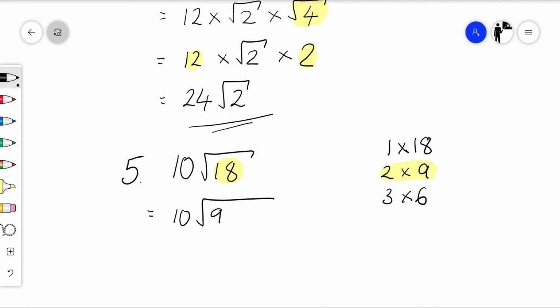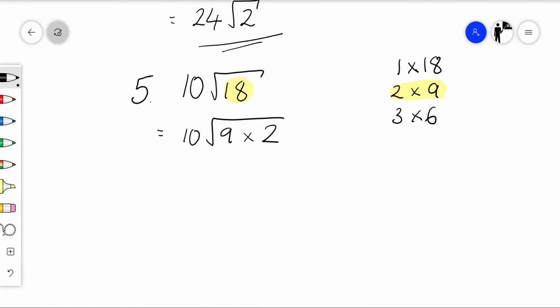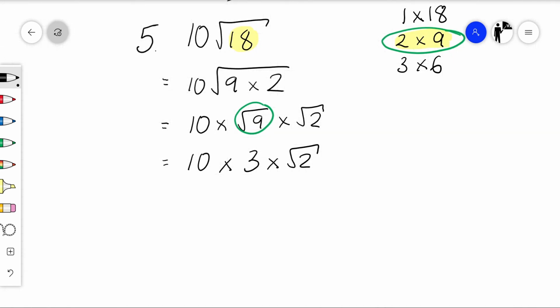So we're going to rewrite this as 10 of, and this time I'm going to write it as 9 times 2 rather than 2 times 9. It doesn't matter the order that you do it. I probably actually recommend writing the square number first, because it might make the calculation look a wee bit more straightforward. It's going to become 10 times root 9 times root 2. We've chosen this option here because we know what the square root of 9 is. The square root of 9 is 3. That's going to become 10 times 3 lots of root 2. Multiply the whole numbers, 30 root 2.